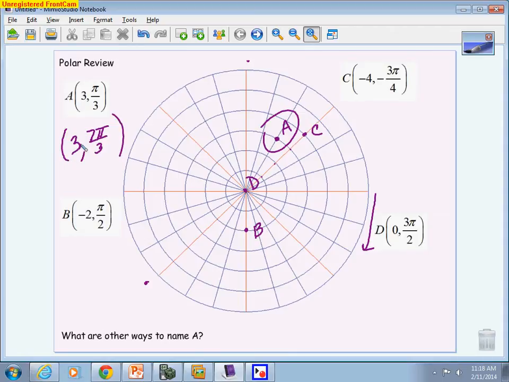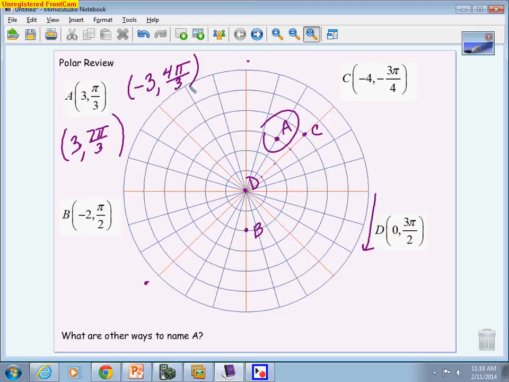Another option would be to go around to the other side, across from where A is, and then use a negative r value to work backwards. So if I go on the other side, I'm going around all the way to 4 pi over 3. But then I want to go in reverse 3 spaces, so I could say negative 3, 4 pi over 3.